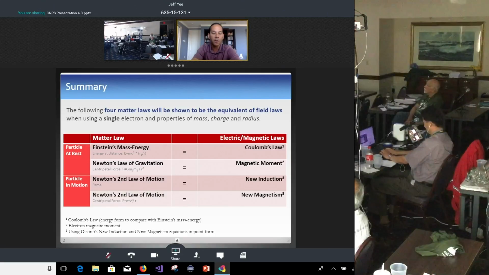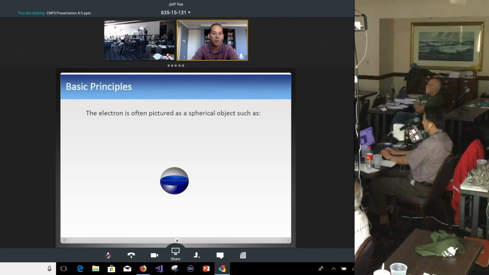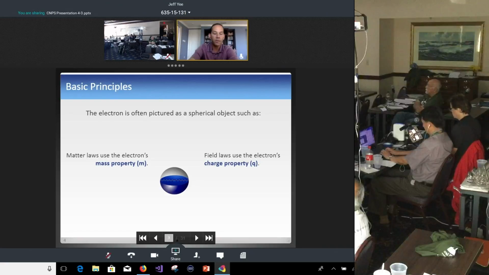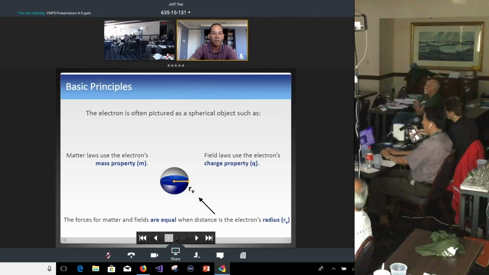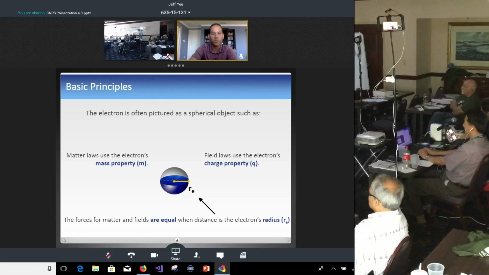So before I get into the actual relationship of all 4, I'm going to go through 3 slides that are basic principles to understand first. The electron is often pictured as a spherical object, something distinct, but the matter laws use the mass property M, field laws use the electronic property Q. What we found is that the forces for both matter and for fields are equal when using a single electron at the distance which is the electron's classical radius. And I'll prove this for at least 3 of the 4 numerically and mathematically in just a little bit, but a couple more slides on basic principles first.